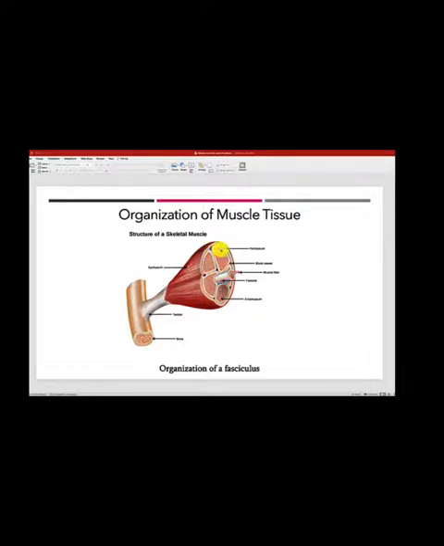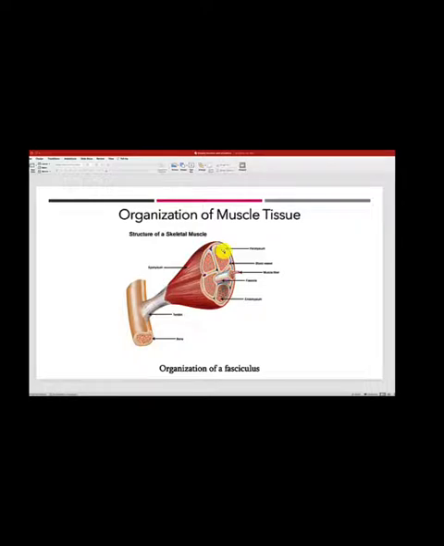And then inside of each of these bundles, this would be a fascicle. This is a fascicle. This is a fascicle. This is a fascicle. And inside each one of these fascicles, which is outlined in blue, which is the perimysium, we have all of these muscle fibers, right? So each one of these are muscle fibers.